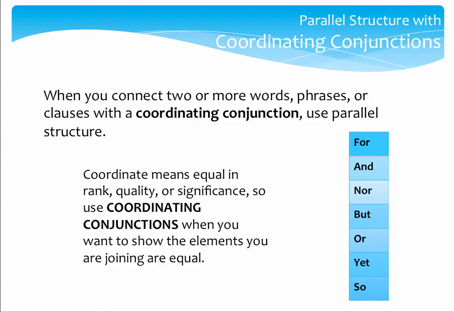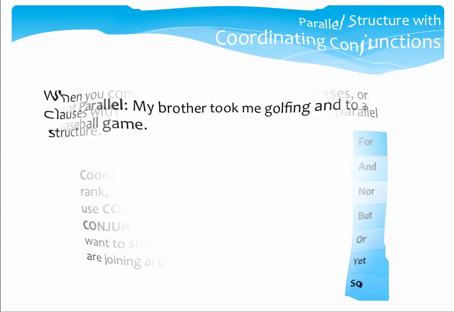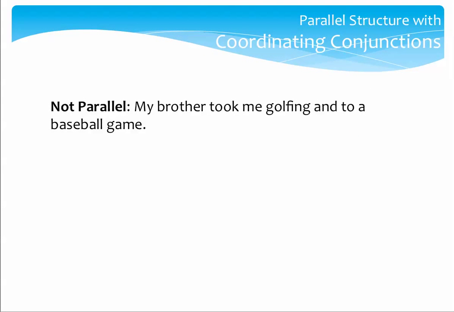Coordinate means equal in rank, quality, or significance. So you would use a coordinating conjunction when you want to show that the elements you're joining together are equal, that they're of equal rank, quality, or significance. And if they're equal, then really they should be in the same grammatical form. They should balance. So an example of a sentence that is not parallel is my brother took me golfing into a baseball game. This probably doesn't sound wrong to most people, but it's not parallel because the elements being joined aren't the same.